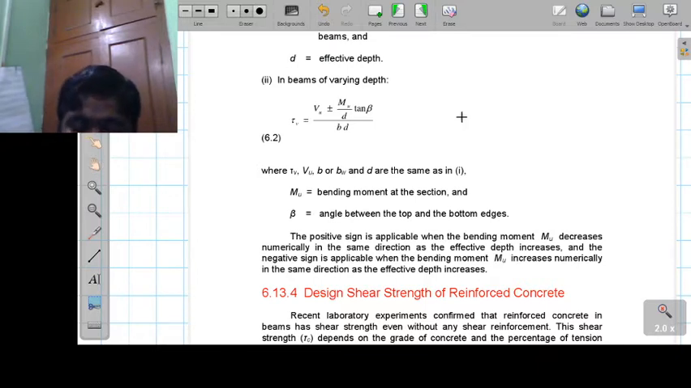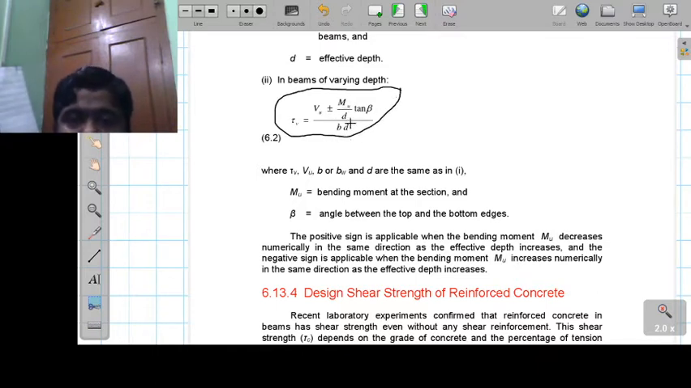Value of the shear stress. For a varying section, we can find the shear stress using this equation: tau_v equal to Vu plus or minus Mu by d tan beta, divided by bd. Here Mu equals the bending moment at the section and beta is the angle between the top and bottom edge.